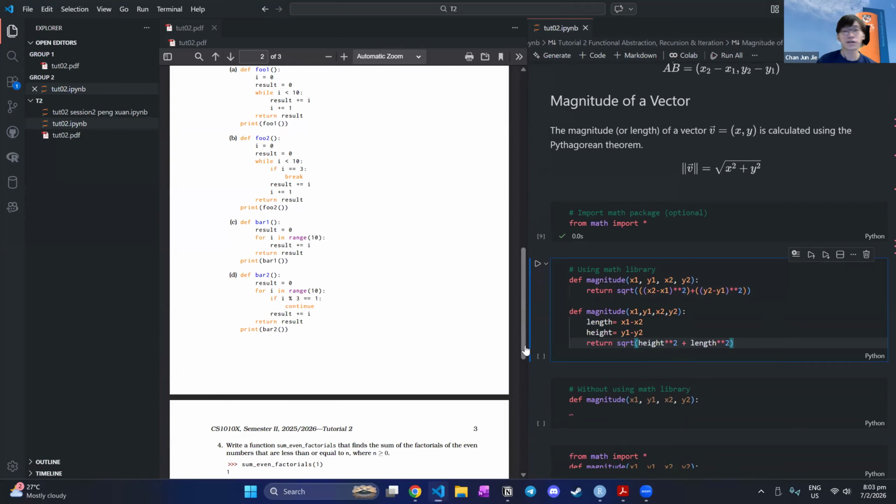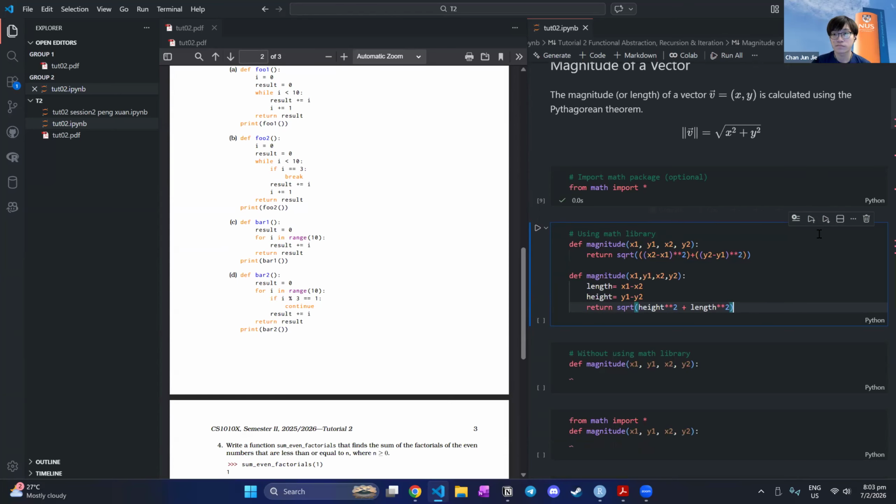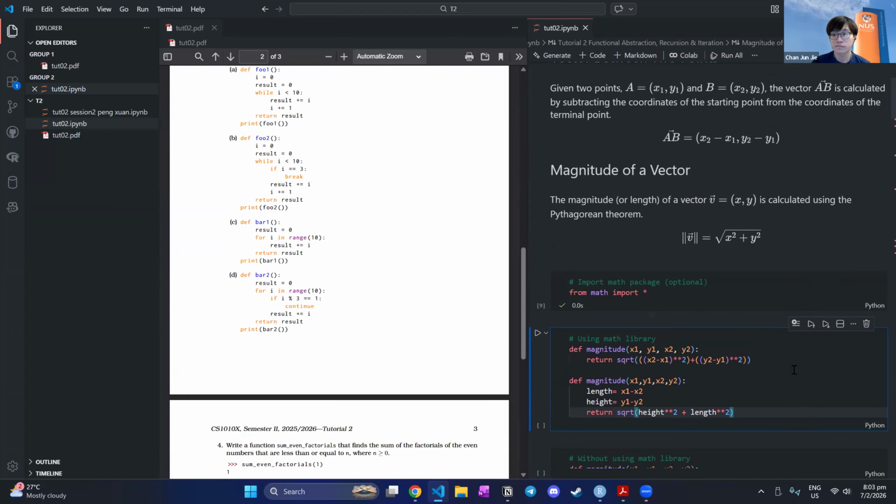All right, thanks for your answers. Jonas, can you explain your answer? Hi, can you hear me? Yes. Okay, so firstly is to find the length, which is using the x coordinates. So you take x1 minus x2. Then you apply the same to the height, which is y1 minus y2. Then to find the vector, it's the square root of the height power 2 plus length power 2, in this case to give you the magnitude.